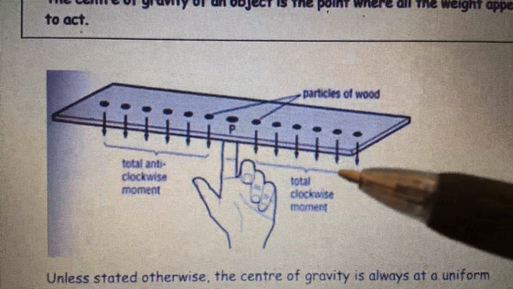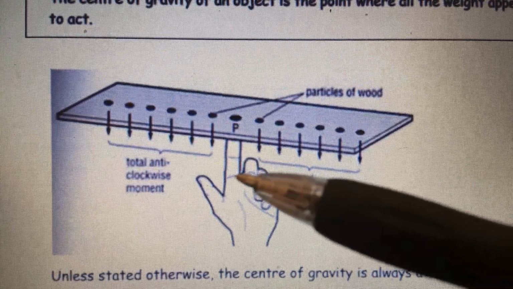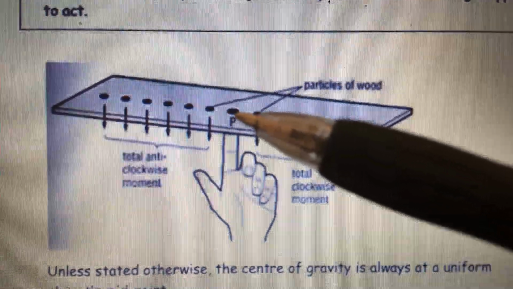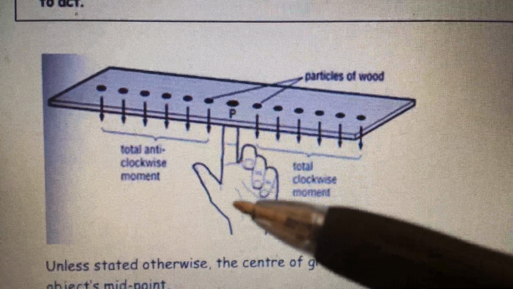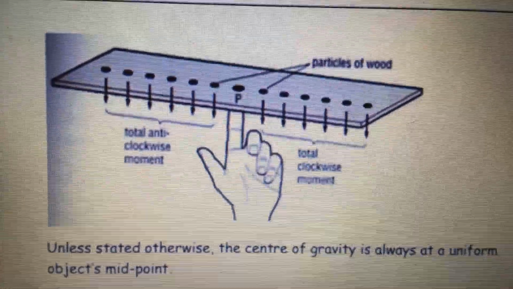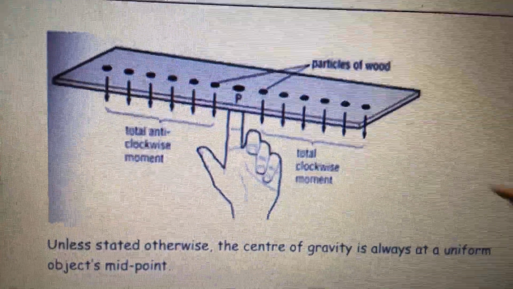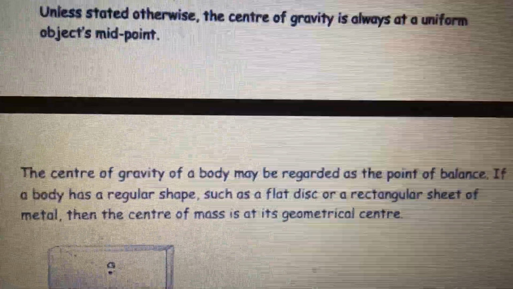Usually for a uniform object like this, the centre of gravity is always in the middle of the object. So when you know that the centre of gravity is in the middle, you know that's where the weight is. So unless stated otherwise, the centre of gravity is always at a uniform object's midpoint. Ignore the reference to moments at the minute, we will look at that later.